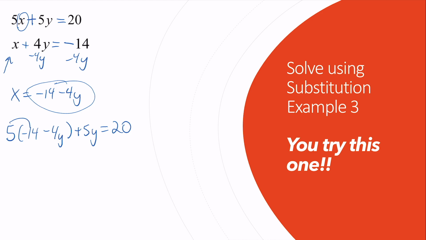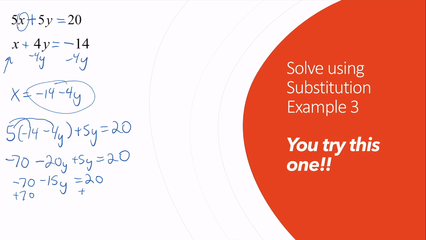We distribute. 5 times negative 14 is a negative 70 minus 20y plus 5y is 20. I combine like terms. I move my constant to the other side. I find that y is negative 6. And now I can substitute that back into either of my original equations in order to check my answer. I'm going to plug it into the second one, right here.